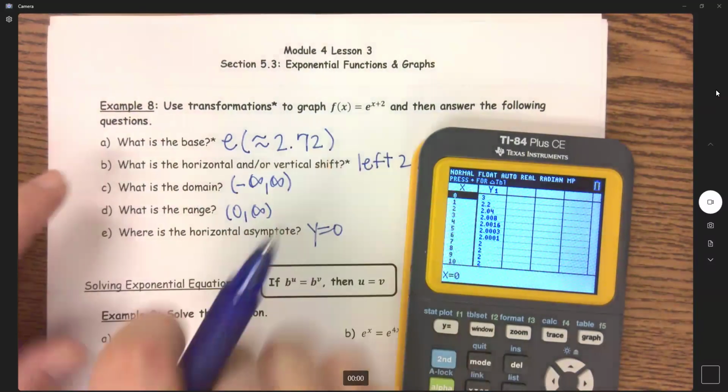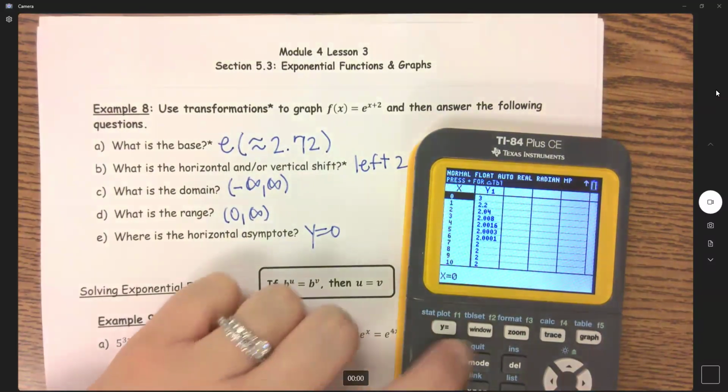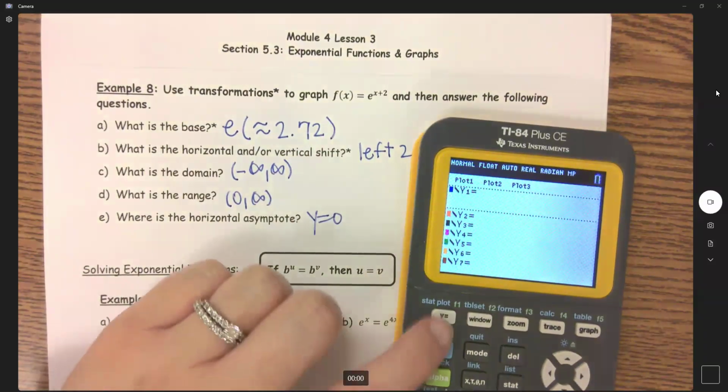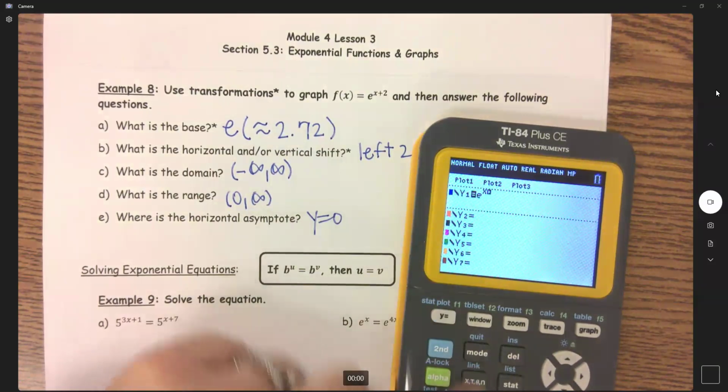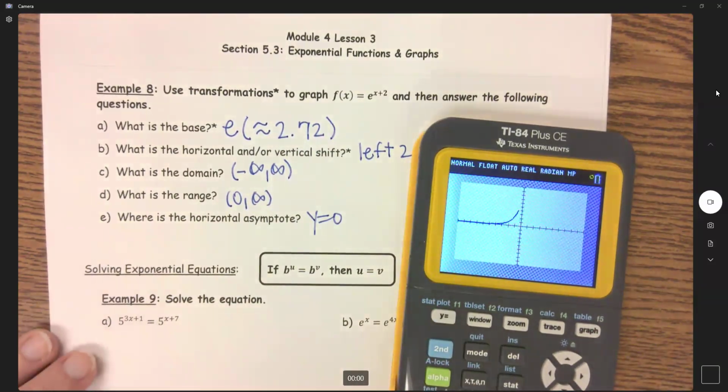You're going to have it graphed, right? Once you put the base and the horizontal and or vertical shift in my math lab. But for me, I will graph this. We can see it is increasing.